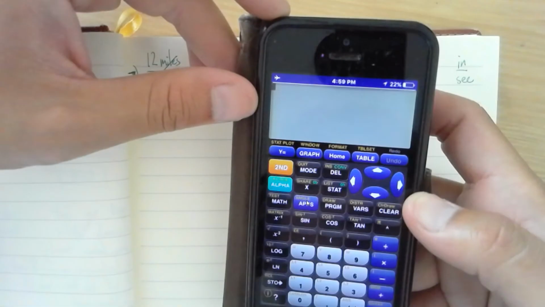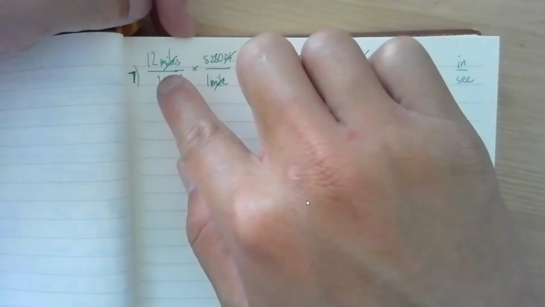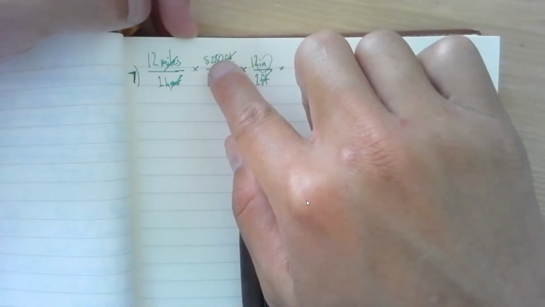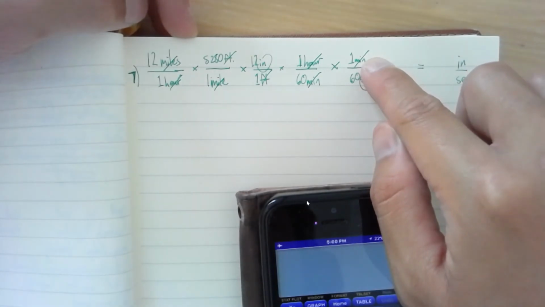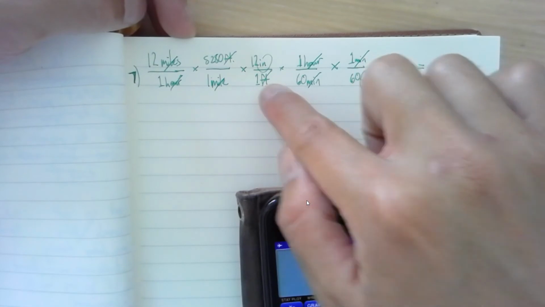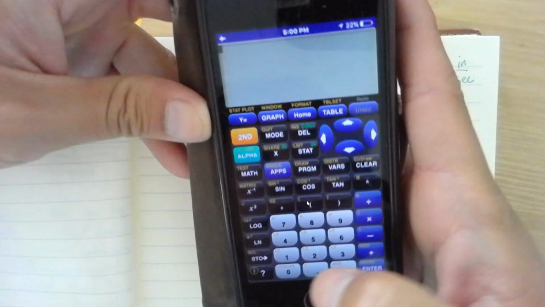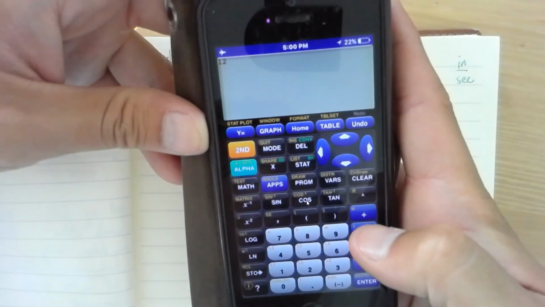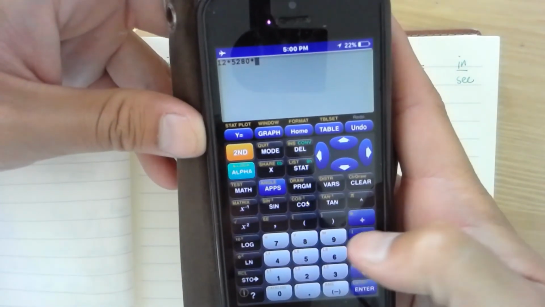It looks just like a TI-83. What I'm going to do is multiply every number on the top, 12 times 5,280 times 12 times 1 times 1. And then I'm going to divide by all the numbers on the bottom: divided by 1, divided by 1, divided by 1, divided by 60, divided by 60. I'm going to do that exactly how it looks. And trust me, your calculator will know how to do the order of operations. It'll do everything in order correctly.